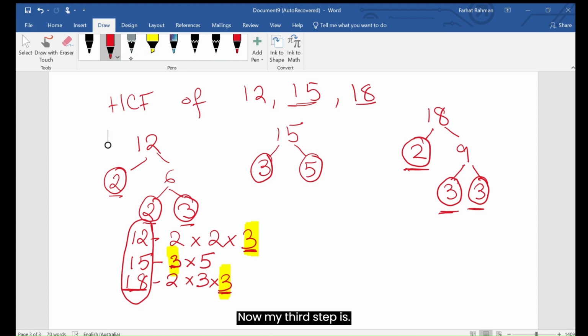Now my third step is multiply all the common prime factors. The only common prime factor is 3 here. So I don't need to multiply anything. So my HCF would be 3.